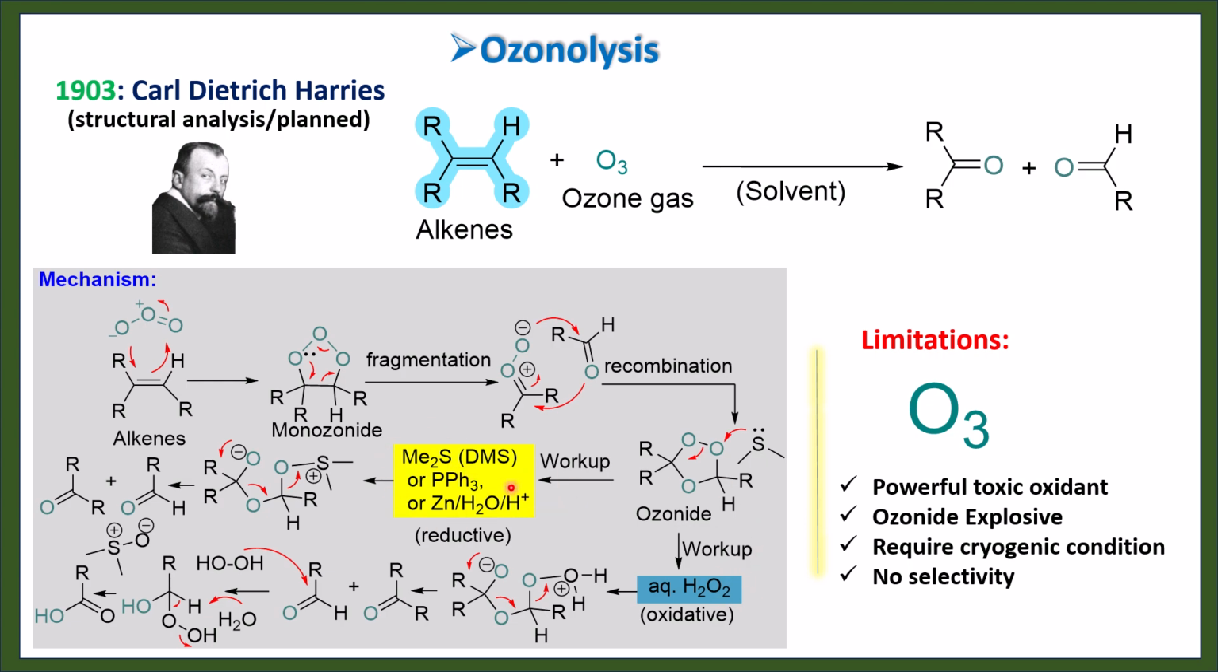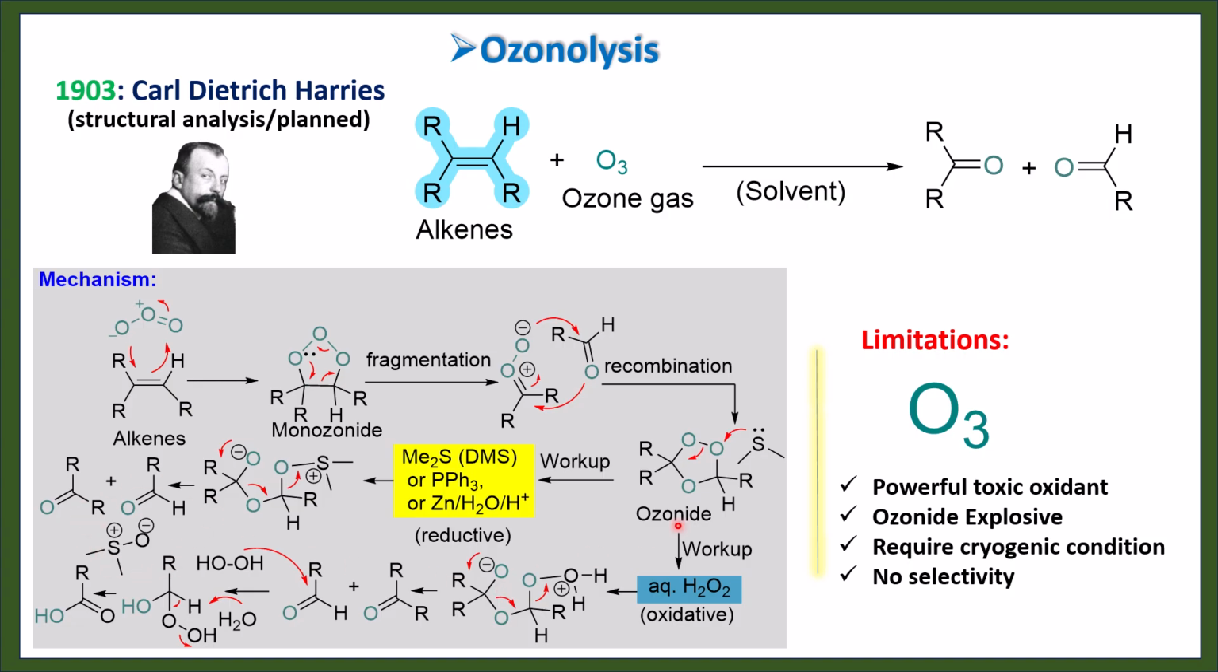If dimethyl sulfide or PPh3 or zinc and water are used for the workup, then the ozonide decomposes this way: dimethyl sulfide attacks the peroxide bond, cleavage of the bond happens, and rearrangement gives this. This part gives the ketone and this part gives the aldehyde, as one hydrogen is present, and as a side product dimethyl sulfoxide forms.